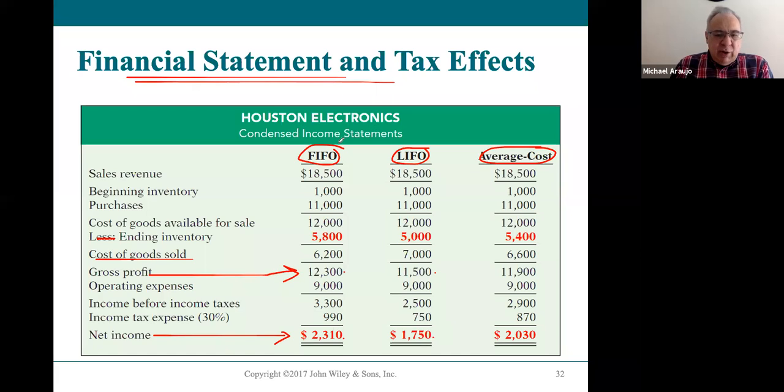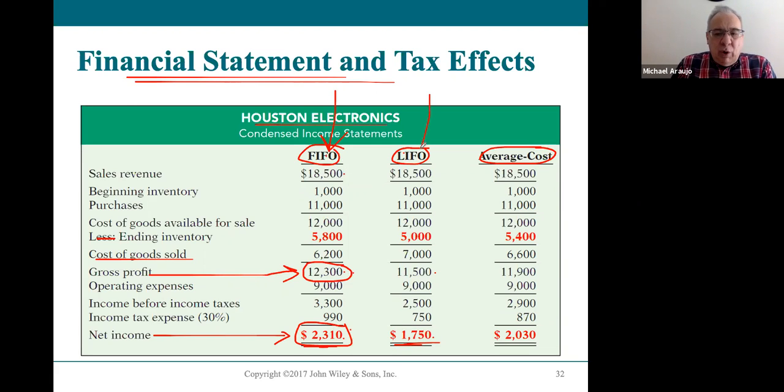What should Houston Electronics do? They have a choice of which method to use. I would advise them to use the FIFO method because it does two things. It gives them a larger gross profit margin, and it also gives them a larger net profit margin. So that's, of course, what stockholders want to see, how profitable your company is. And a $2,300 profit to a stockholder is much better than a $1,700 profit. So that's what they're going to do. And the ratios would also be much higher if they use the FIFO method. So this particular company would use the FIFO method.